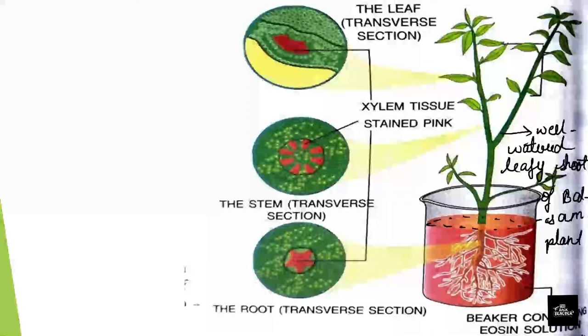In the beaker, in the water, we have added eosine solution. Eosine, you all don't know what eosine is. This term is new to you all. But we will be reading about eosine when we read about the cardiovascular system as well. For the time being, you need to know that eosine is an acid dye.